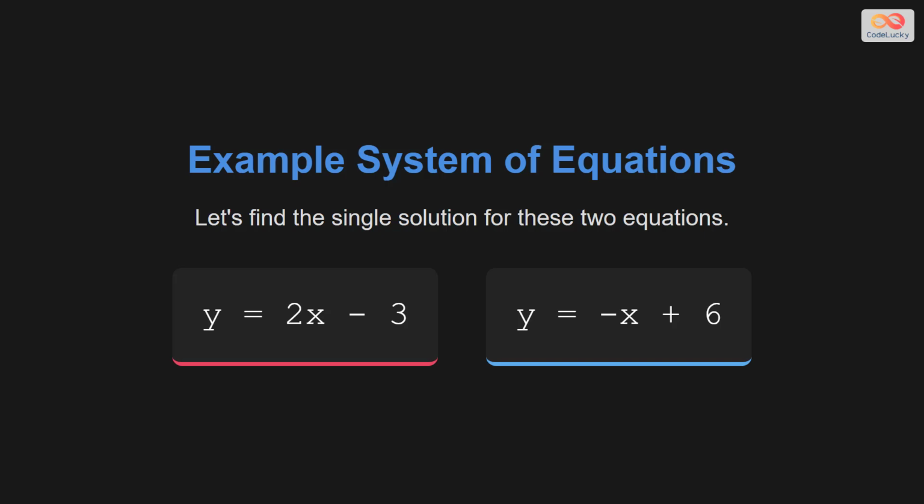Let's look at a specific example. Our system has two equations, y = 2x - 3 and y = -x + 6. We need to find the one pair of x and y values that works for both.